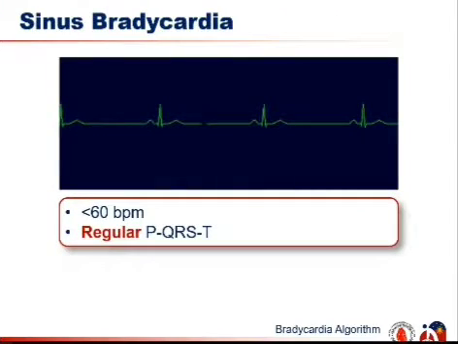Sinus bradycardia is appreciated on the ECG or cardiac monitor when there is a normal upright P wave in lead 2, preceding every QRS complex with a ventricular rate of less than 60 beats per minute. Sinus bradycardia is frequently asymptomatic. Heart rates of 40 to 50 beats per minute can be tolerated well in some individuals.